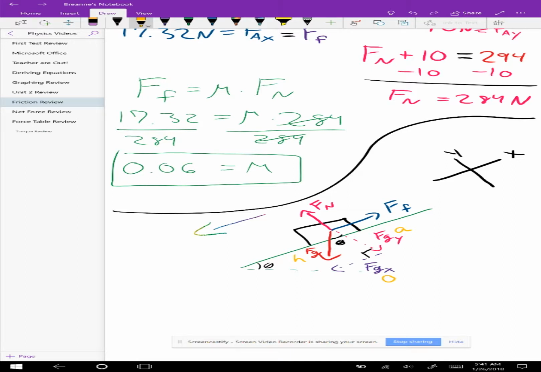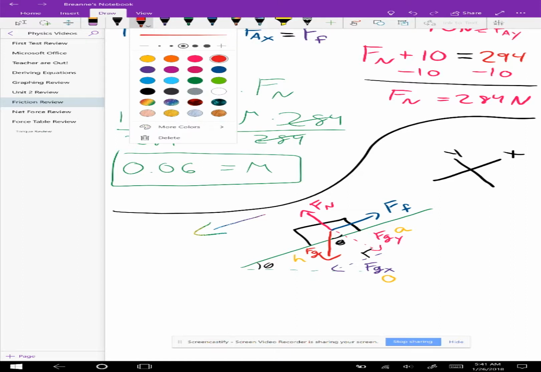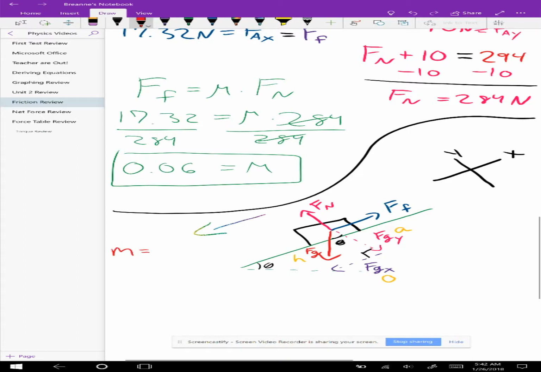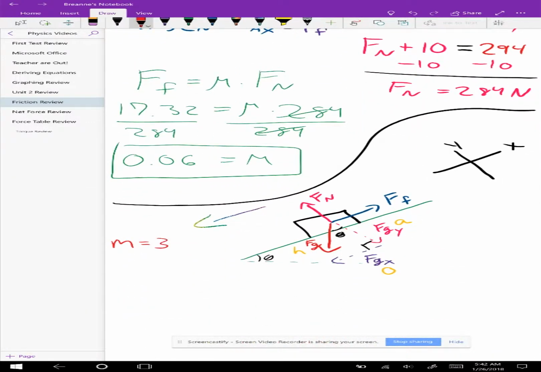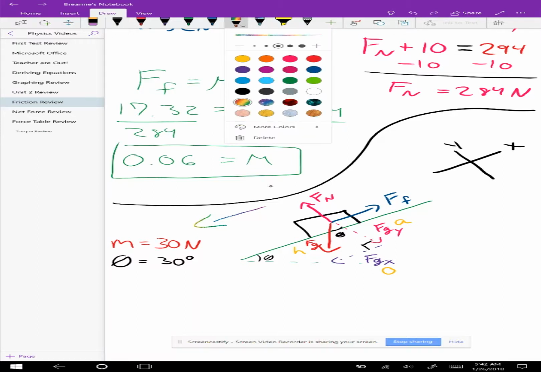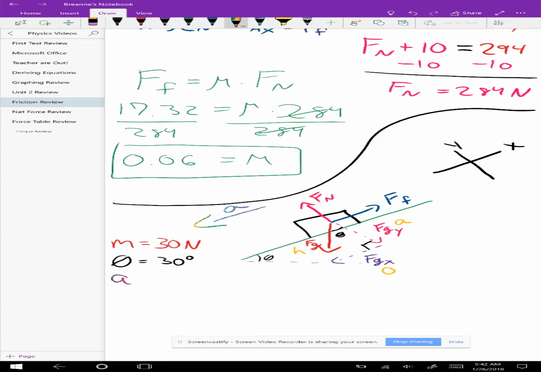So a couple of givens you need to know. I'm going to give you your mass. So again, let's just stick with the same mass. What was your mass? 30? Our mass is 30 newtons. Our angle, let's say, is 30 degrees. And I need to give us our acceleration. Let's say our acceleration is 5 meters per second squared. And we're looking for our force of friction.